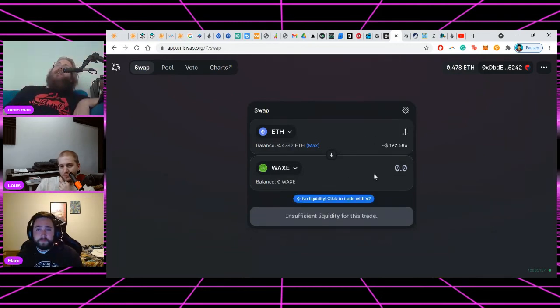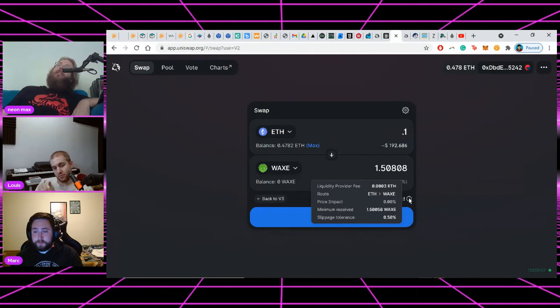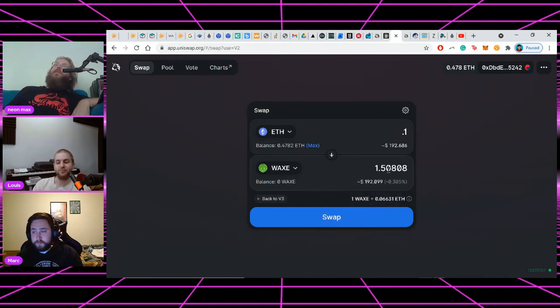It'll then load and it'll say no liquidity. Okay, it's because I need to go to V2. It defaults to V3 now, which is just a different protocol for liquidity routing. And then you can see here, if I'm using Ethereum, the route that it takes right there next to my mouse is the Ethereum directly into Wax E. So not too bad. I'd get 1.5.